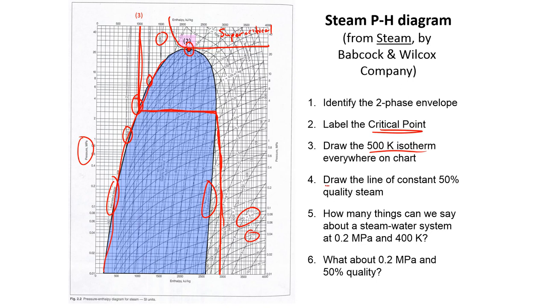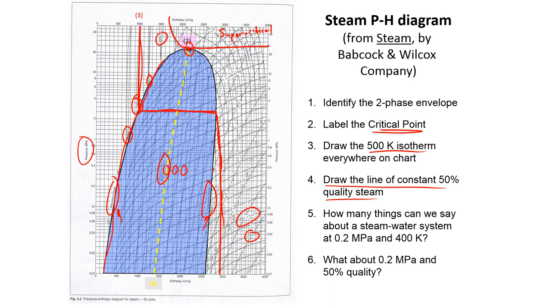Okay, so now we want to draw the line of constant 50% quality steam. Quality means the mass fraction of vapor versus liquid. If you have 100% quality, it's 100% vapor. So here we can see the quality percent, and right there is 50, 60, 70, all the way up to 100, where this is the saturated steam. There's the saturated water. Okay, so there's our 50% quality steam.